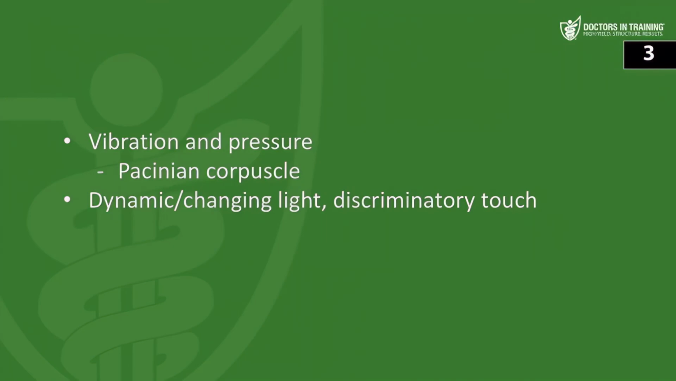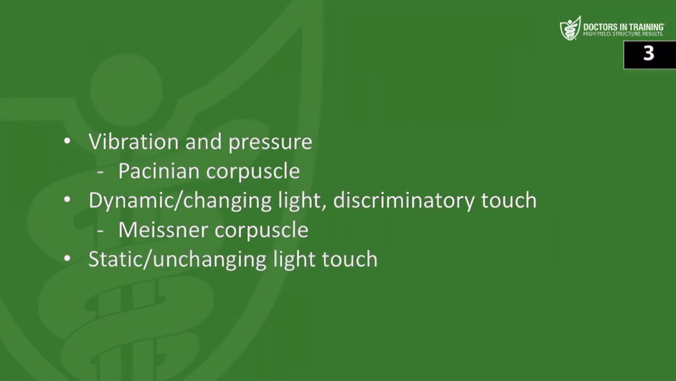Dynamic, changing, a light discriminatory touch, maybe that's going to be your Meissner corpuscles. Got a lot of those in your fingertips. Next we have static, unchanging, light touch. Superficial though, think of Merkel nerve endings there.